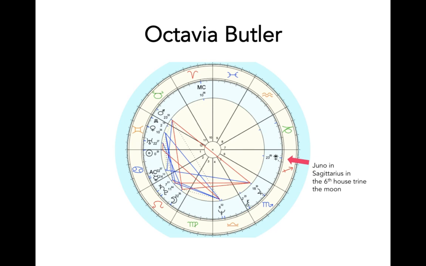Also, if we're talking about her work, because of the 6th house and the 2nd house, and we're talking about Juno type of symbolism and lunar type of symbolism, both of which can be related to women or femness, or folks on the femme spectrum, then we're talking about how possibly these two might have connected into Octavia's work.